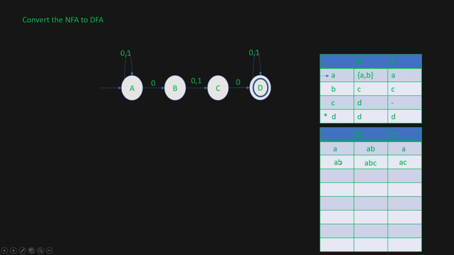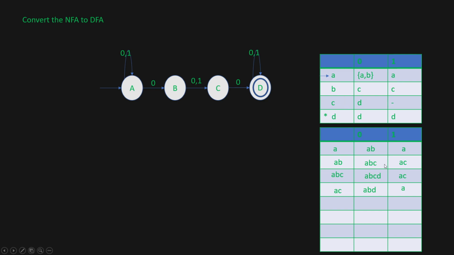Now from here, we can reach this new state called ABC. So in state ABC, what happens if we get input 0? Let's perform the union operation of all these things. We are going to go to a new state called ABCD. And if we get input 1, we are going to go to state AC. Now in state ABC we have checked. Now we have to check for state AC. What happens in state AC? If we get input 0, we are going to go to a new state called ABD. If we get input 1, we are going to go to state A.